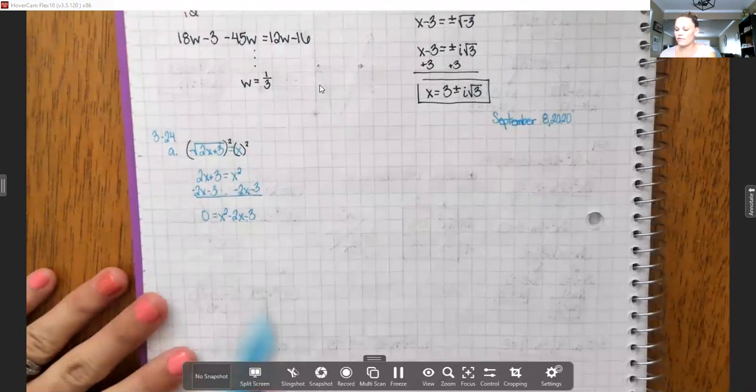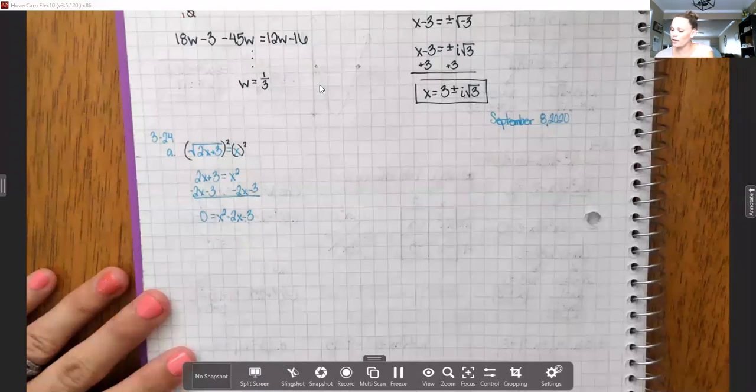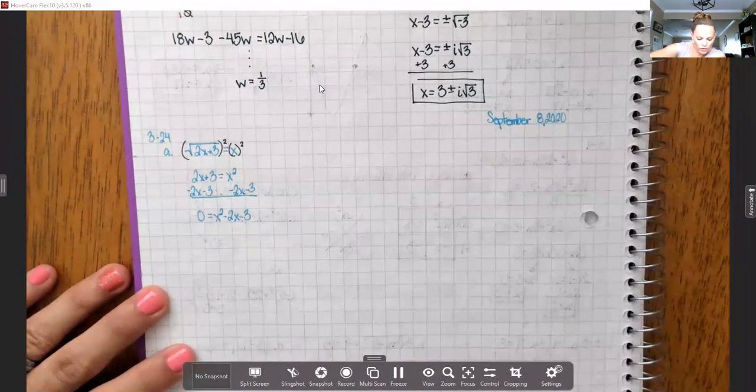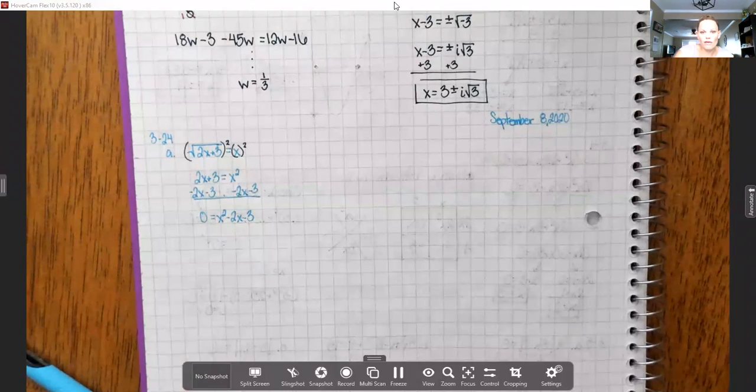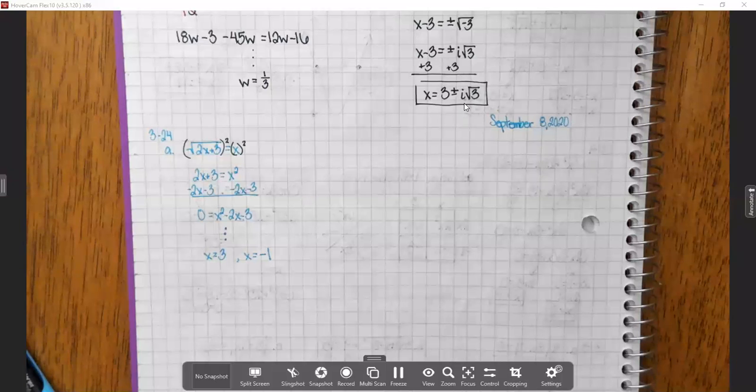So we can factor this. We can do quadratic formula. You can complete the square, whatever works for you. Go ahead and try to solve that for x. So we get x equals 3 and x equals -1.